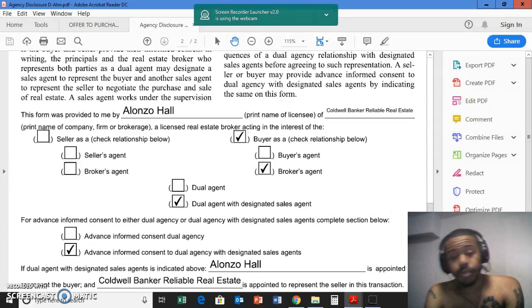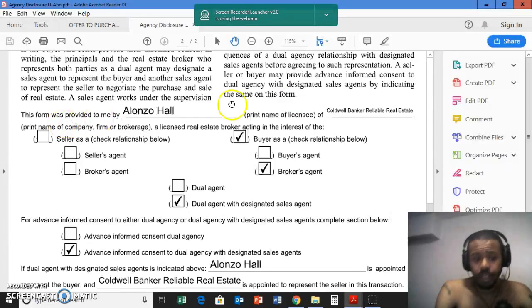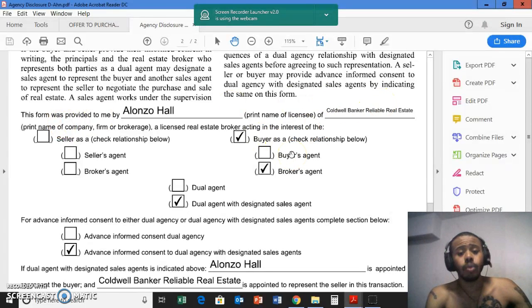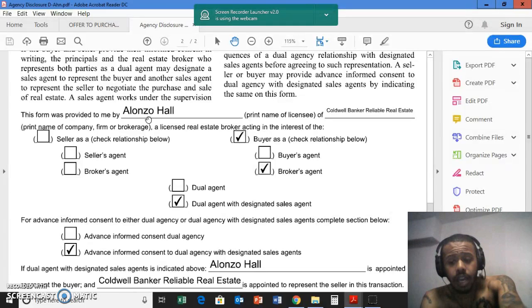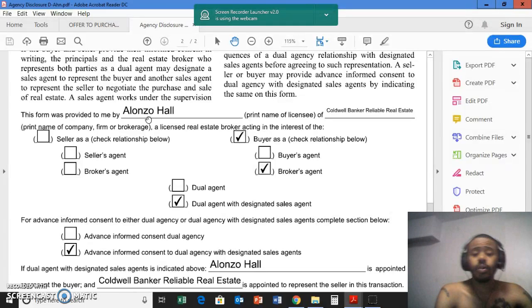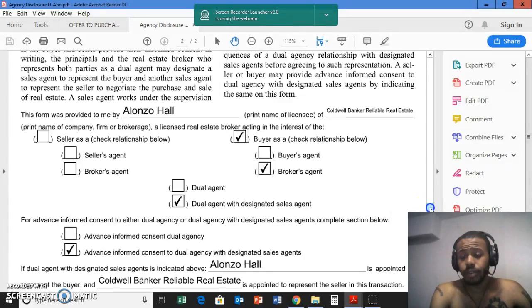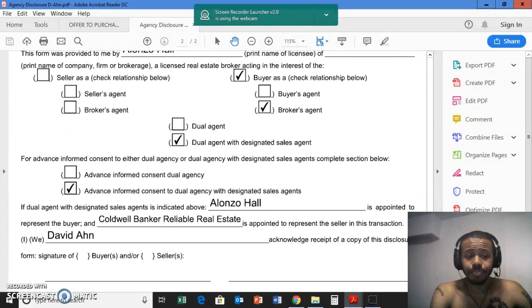So this is already pre-filled out because this was a client I was dealing with at Coldwell Banker. However, as you can see, there's some checks that you would fill in. So for the purposes of learning what we're going to fill in, we can see it already filled in here. So as you'll see, it'll be the name of the agent. So this would be whoever the agent who dealt with the client is. In this situation, it's me, so therefore my name is there, Alonzo Hall. You want to print the name of the licensee, and then you want to print the name of the company here. At the time, it was Coldwell Banker. Now it's going to be Gold Rock Realty, LLC.